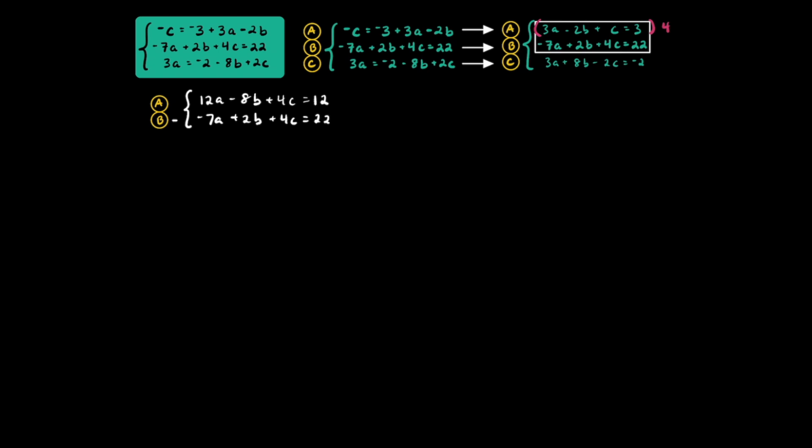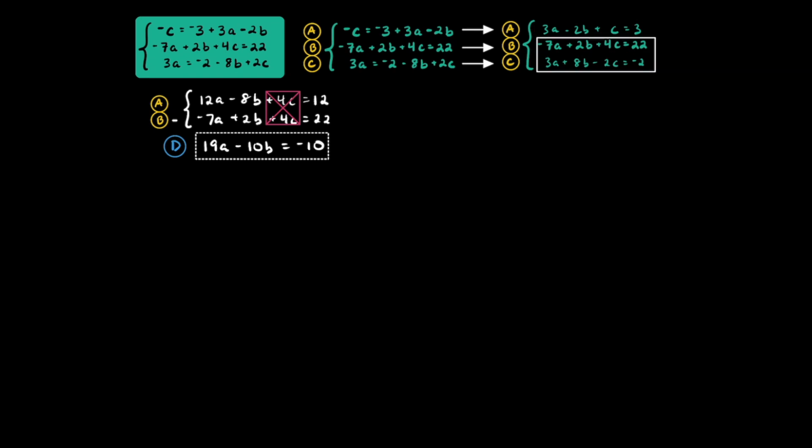When subtracting these two equations, 12a minus negative 7a is going to be 19a, negative 8b minus 2b is going to be negative 10b, 4c minus 4c is going to be eliminated, and 12 minus 22 is going to be negative 10. This will be equation D.